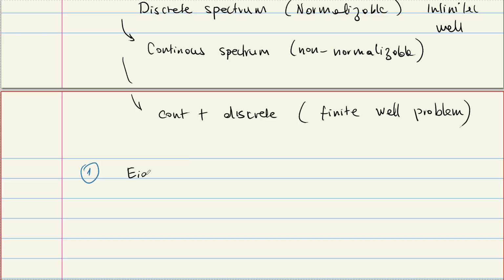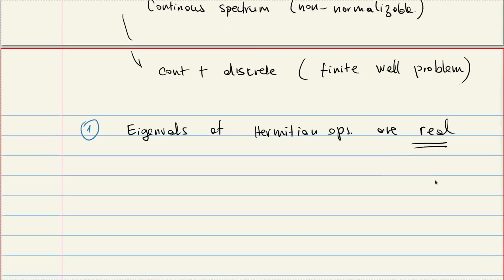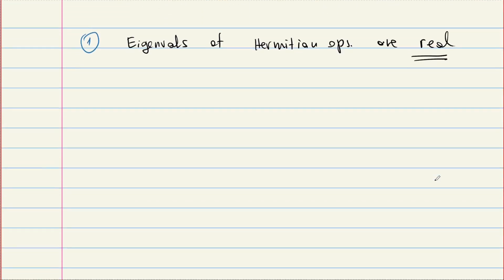First, let me prove the most important thing. Eigenvalues of Hermitian operators are real. Real in the sense they don't have any complex part. They don't have an imaginary i in them. So if Q f is equal to q f, then we require q to be real if Q is an observable, or if Q is a Hermitian operator.